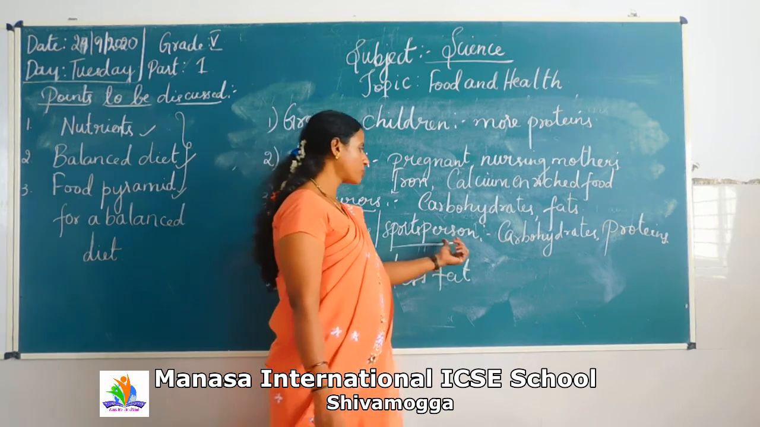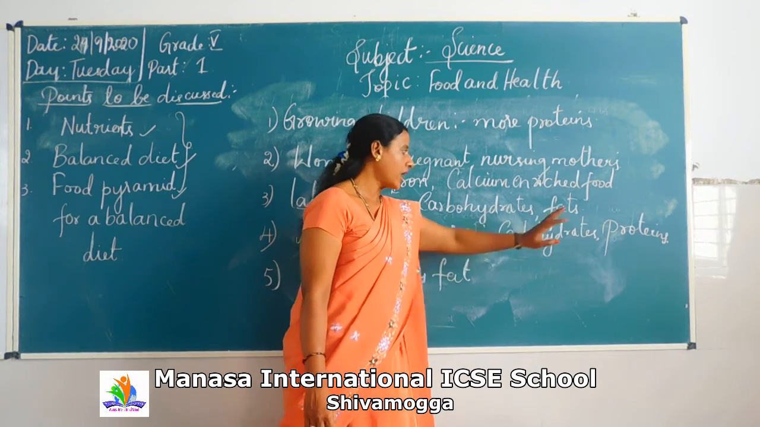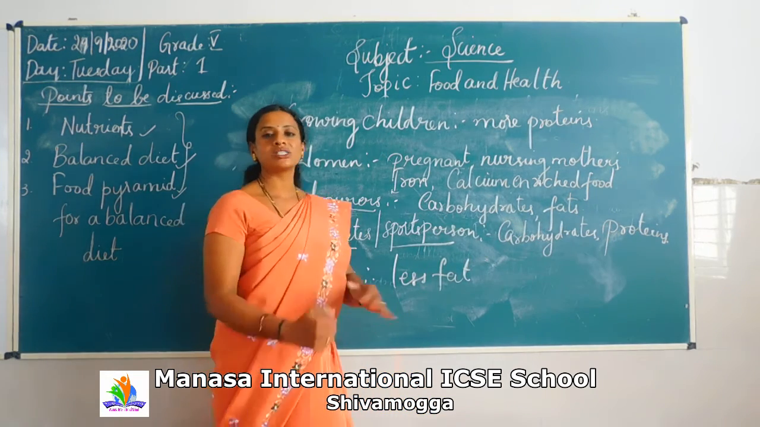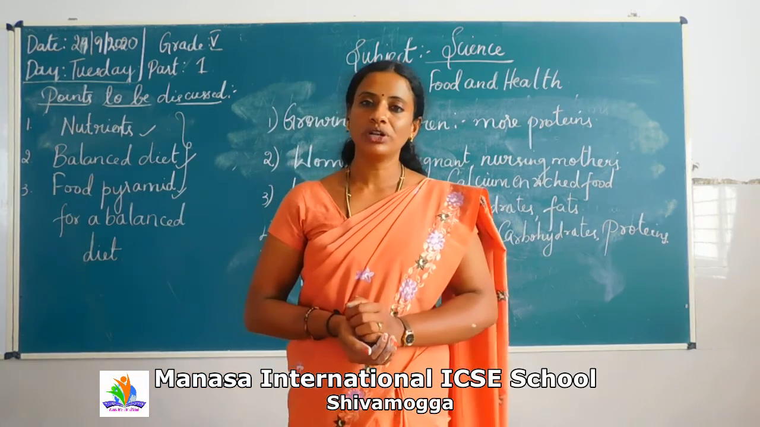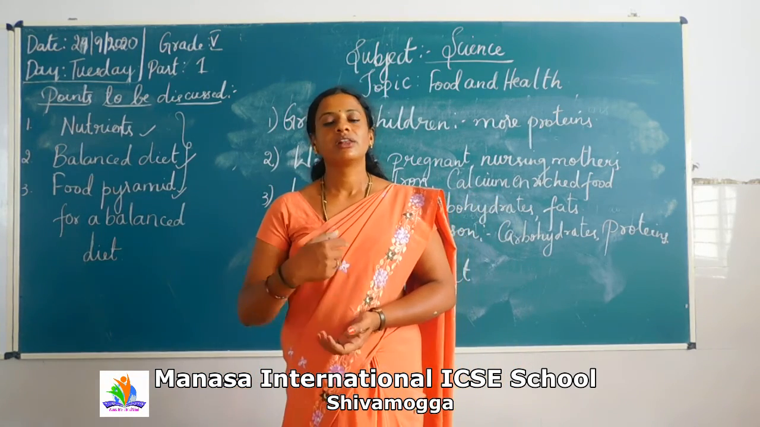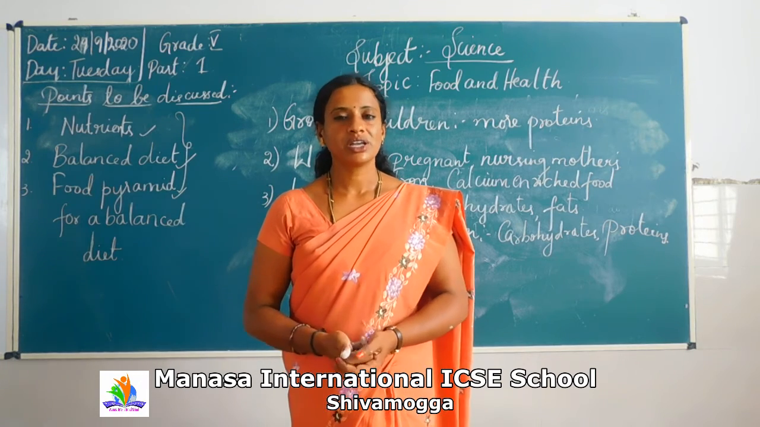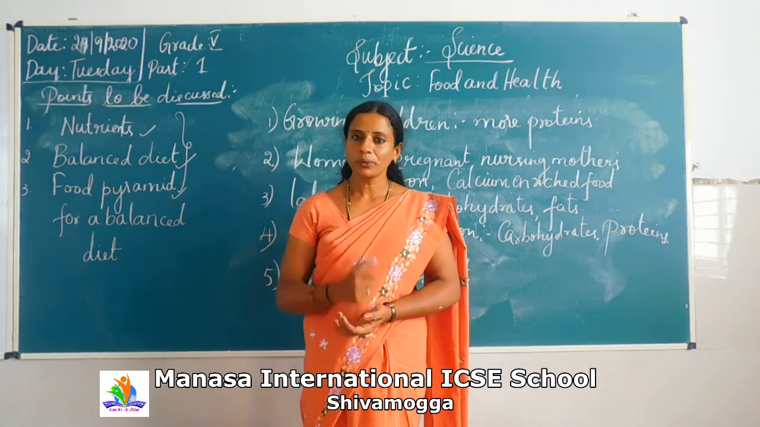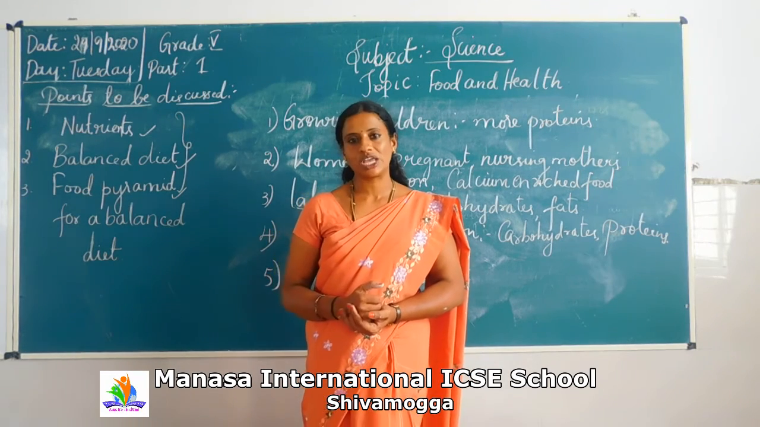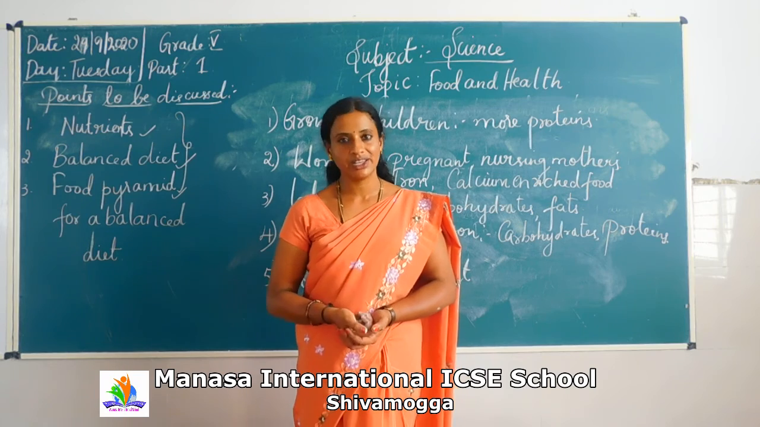Athletes and sports persons have to consume more carbohydrates and proteins. And people who are suffering from obesity should have very low calorie food such as vegetables, green leafy vegetables, fruits, etc. So dear students, this chapter is very important, and whatever you study or learn through this chapter has to be applied practically in your daily diet.